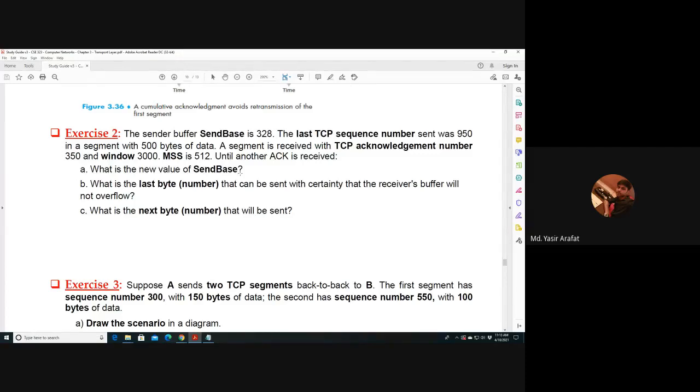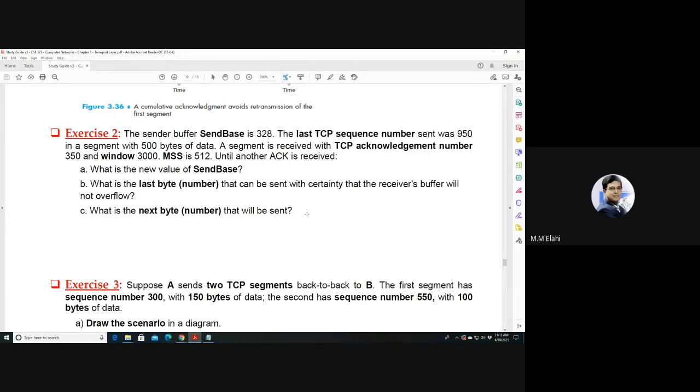I am confused in one part, that is, what is the next byte that will be sent? How can I find it from the previous acknowledgement or sequence? You have to first draw a diagram to understand. See, what is the next byte number that will be sent? Sent by whom? Who will send the next segment? The sender, right? Yes, sir. The sender will send the next segment.